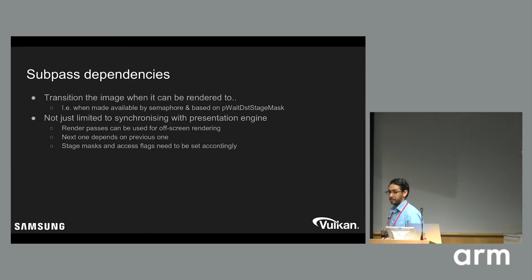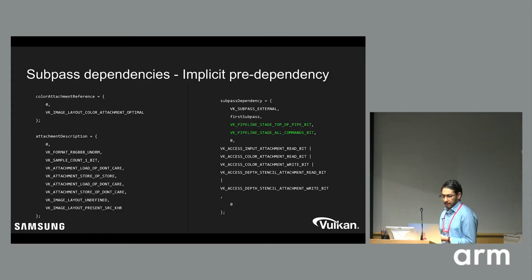Subpass dependencies are not just limited to presentation, but can actually be used for off-screen rendering, deferred shading, all sorts of things. As you may see in the Vulkan spec, there is an implicit subpass dependency that's automatically applied, known as a pre-dependency. It's the dependency that is applied automatically when you're transitioning from the initial layout before the render pass to the layout as the subpass begins.